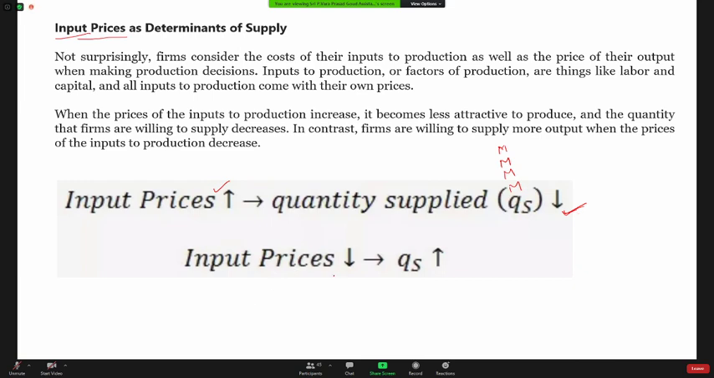Contrary to this, if the input prices are very low, the quantity supplied will be very high. So general vegetables where we do not take much care, the cost of production is very less, then more and more sellers enter into that market. More and more producers sell because the input prices are very low. Then quantity supplied can be very high. That is a general assumption according to the law of supply.